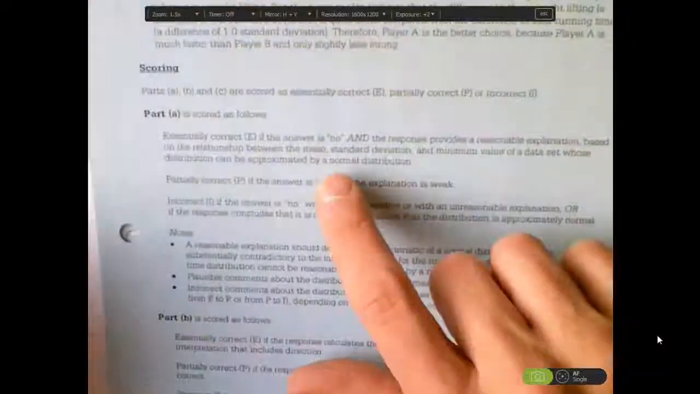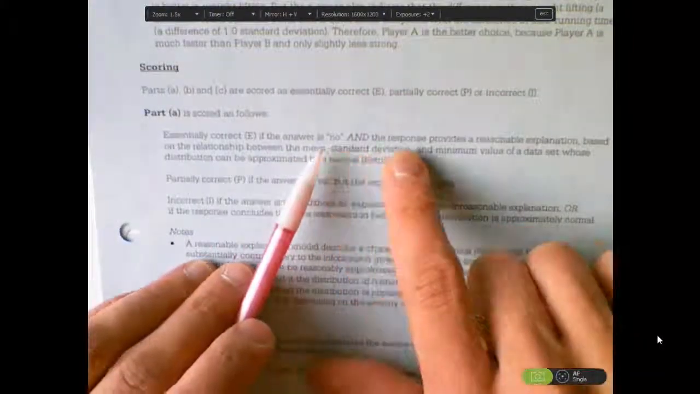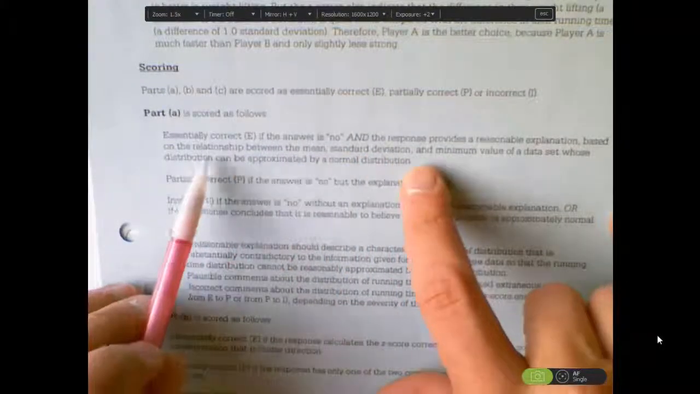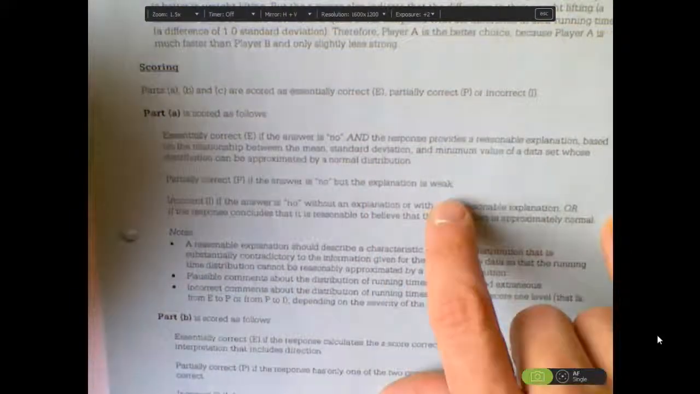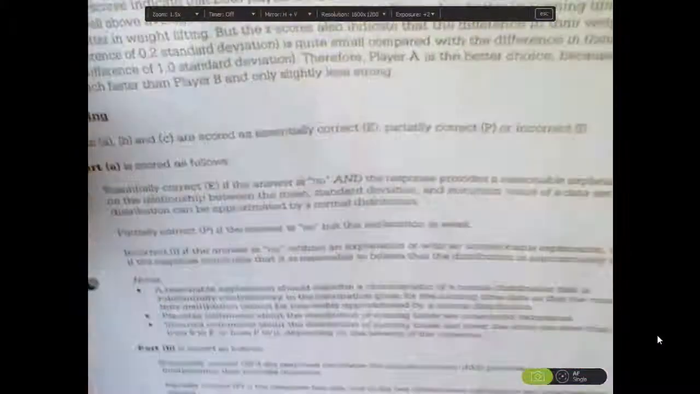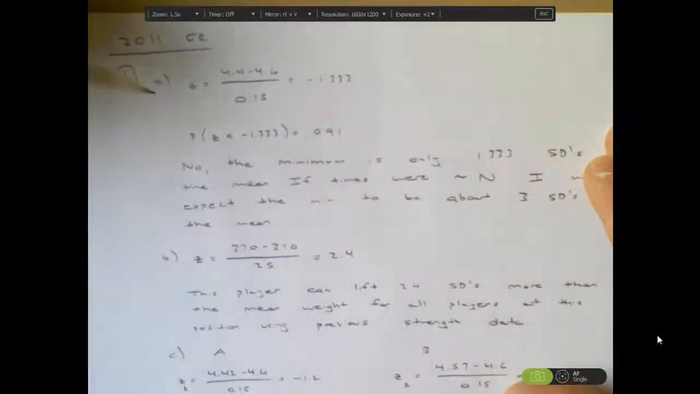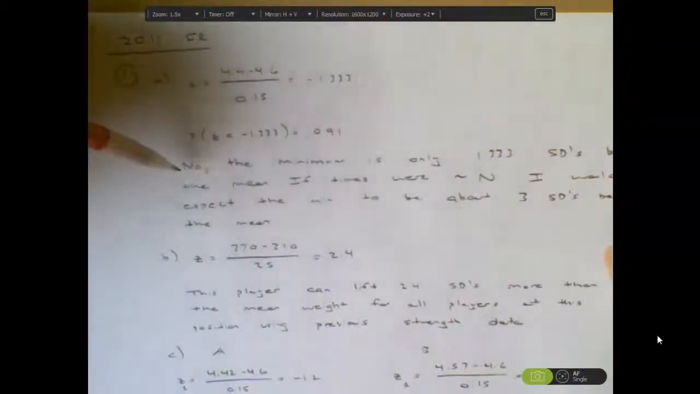it is. So looking at the rubric, it's essentially correct if you state the answer of no and provide an explanation based on the relationship between the mean, standard deviation, and minimum. Partially correct if you say no, but you have a weak explanation. So you'll notice here I calculated a z-score, got negative 0.1333, calculated a probability of 0.091, and it said no, the minimum is only 1.333 standard deviations below the mean.